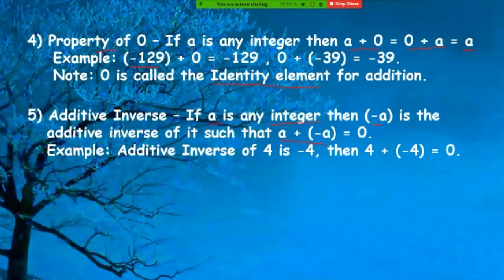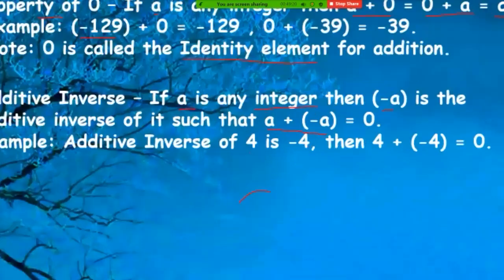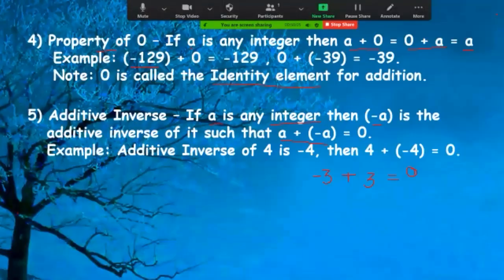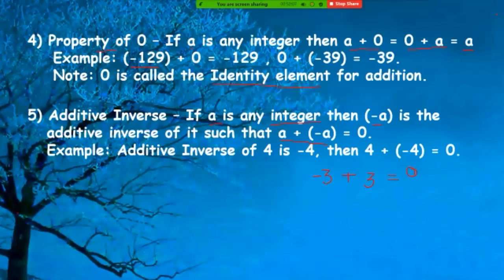And one more example I can give: if we take minus 3, its additive inverse will be 3. Minus 3 plus 3 will be equal to 0. This is the additive inverse property.